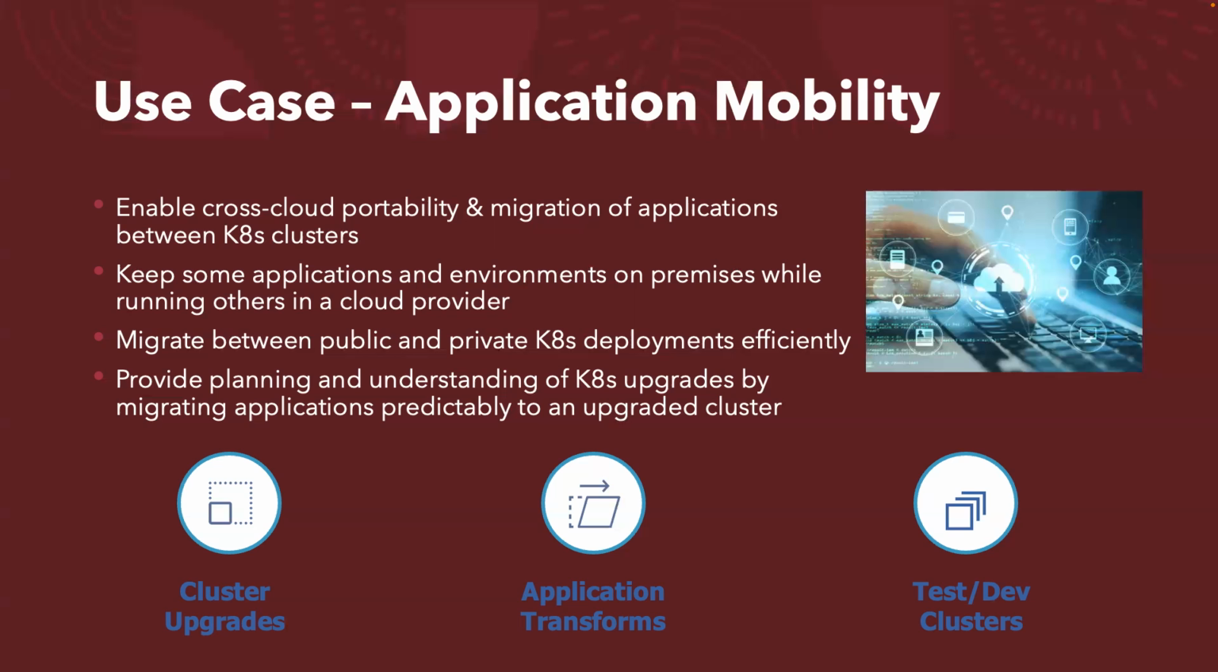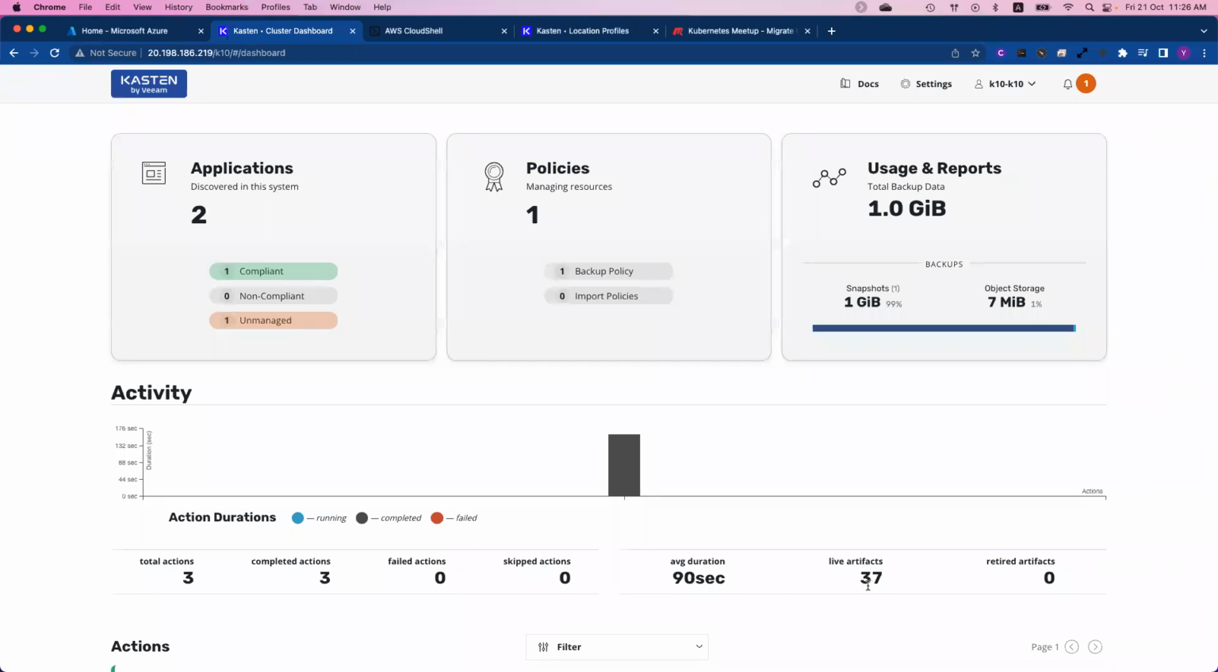The reason is when you upgrade, let's say from 1.20 to 1.23, there are a lot of API changes. Some of these are already deprecated. So when you do the in-place upgrade, there are a lot of issues. We can also support application transformation. So for example, from Azure Cloud managed disk to Amazon, that will be EBS. So you need to have the storage class transformation, and it also allows you to move easily between test/dev clusters and production clusters.